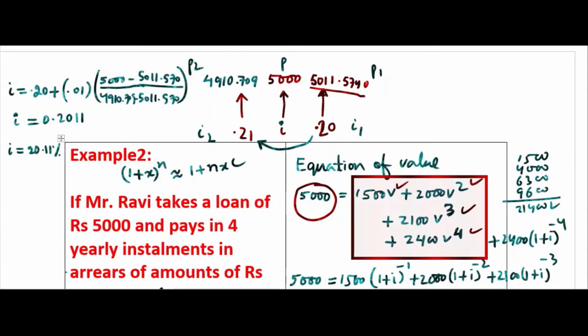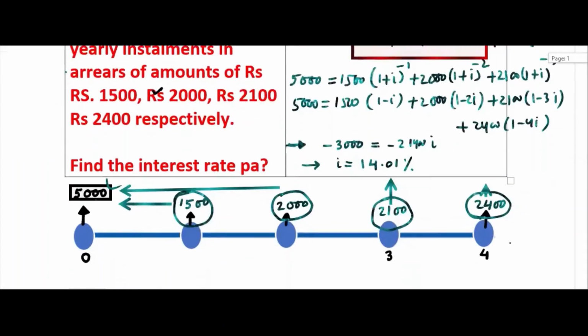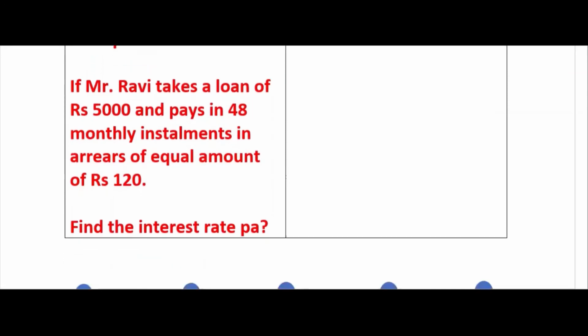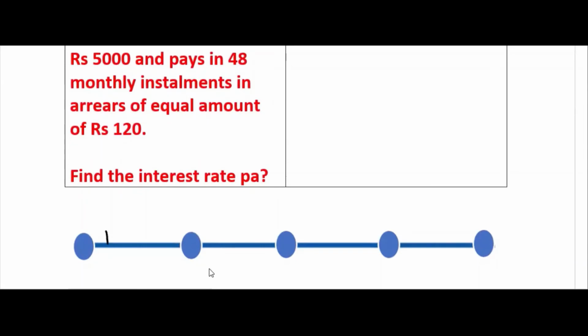Okay. Now let me go to the next problem. Example 3. 5,000 is the loan amount, but now 4 years monthly payments of 120. Okay, if you start in arrears starting from here 120, there are 12 payments of 120. This is first year. Loan is same 5,000 and 120 here, 120 here, 120 here.